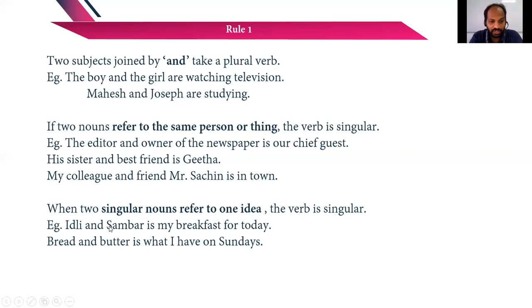Moving forward, when two singular nouns refer to one idea, the verb is singular. Examples you can find: two singular nouns that refer to the same idea. Normally in South India, when we look for a breakfast, we say idli and sambar is my breakfast for today. No need to say idli and sambar are my breakfast, because it is referring to a single idea. Bread and butter is what I have on Sundays. On Sundays I'm quite lazy, so I don't cook anything. So bread and butter is what I have on Sundays. Is, so again it refers to the same idea.